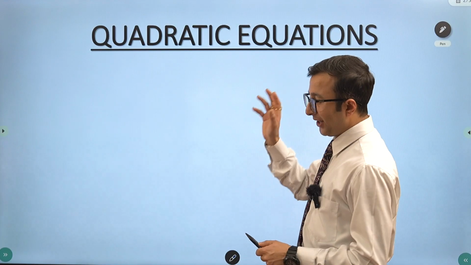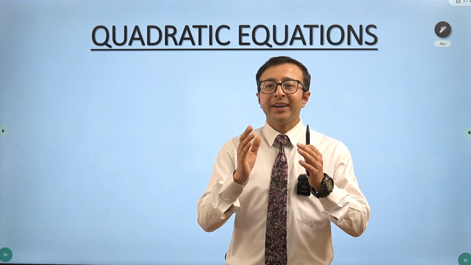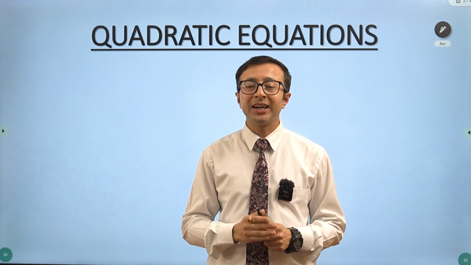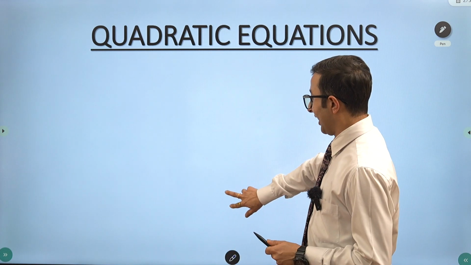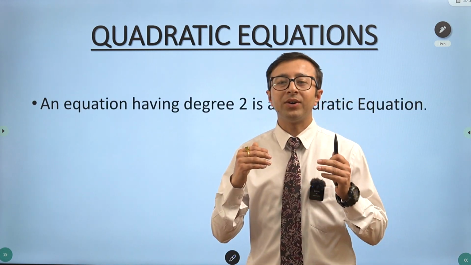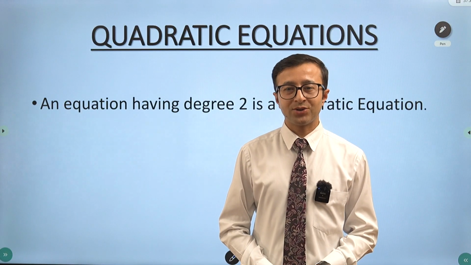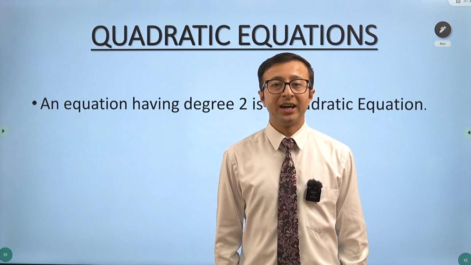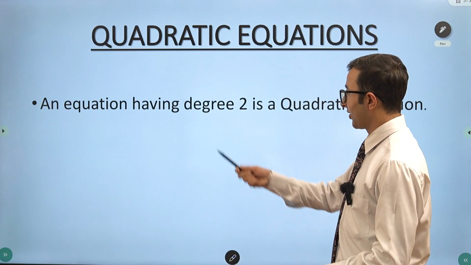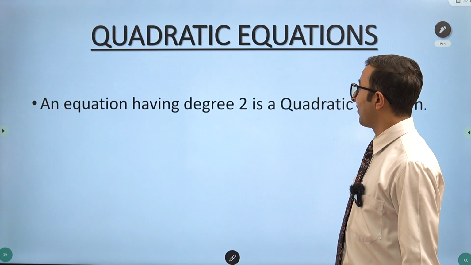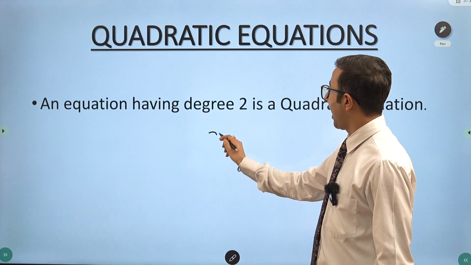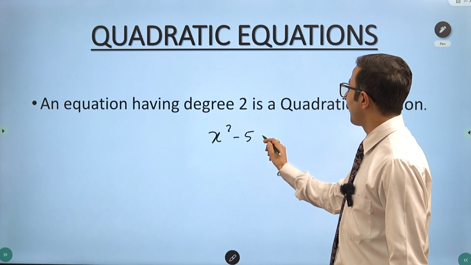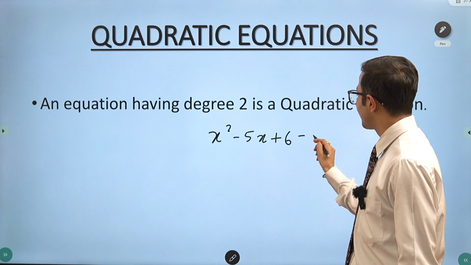So you know that a quadratic equation means it is an equation whose degree is 2. Degree means the highest power of the variable. If the highest power of the variable of an equation is 2, then we say that equation is a quadratic equation. You can see here on the board an equation having degree 2 as a quadratic equation. For example, x square minus 5x plus 6 is equal to 0.